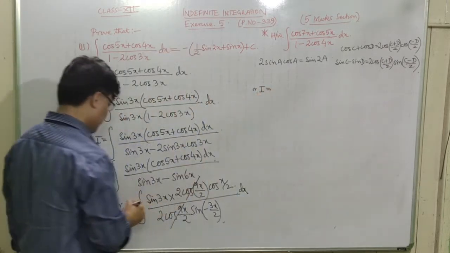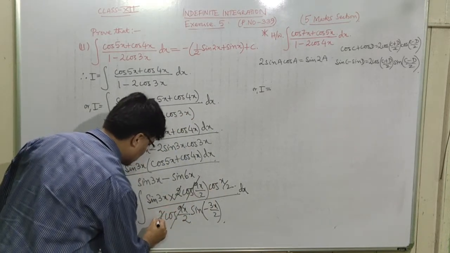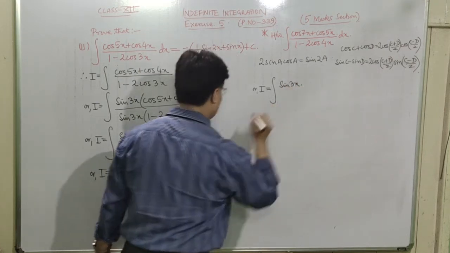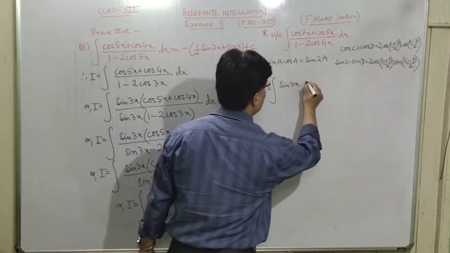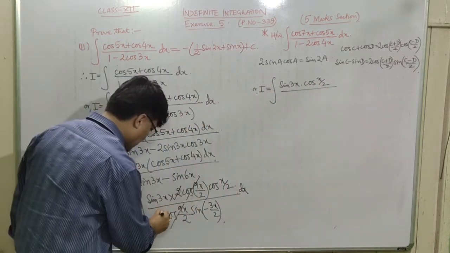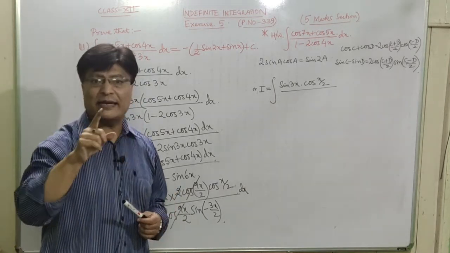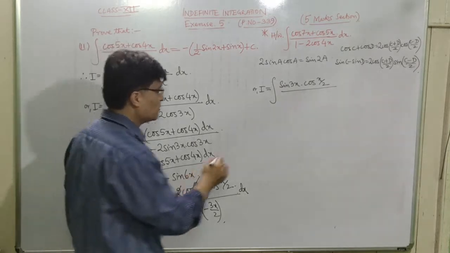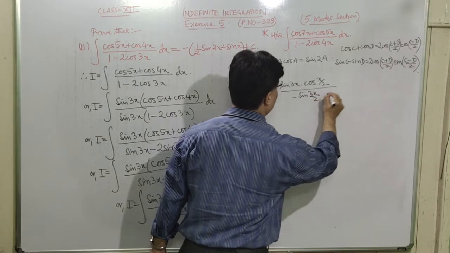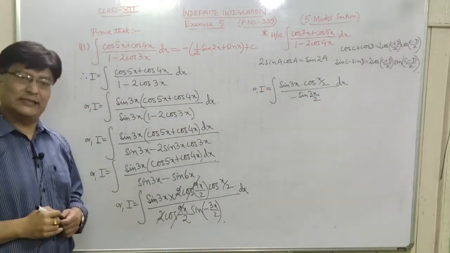Or I is equal to, here 2 gets cancelled, this 2 also gets cancelled. Integration of, this is sin 3x into, only cos x by 2 is there. This is cos x by 2 divided by, what is sine of minus theta? Sine of minus theta is minus sine theta. So it is minus sine 3x by 2. Then what do we write? dx. Is that understood?